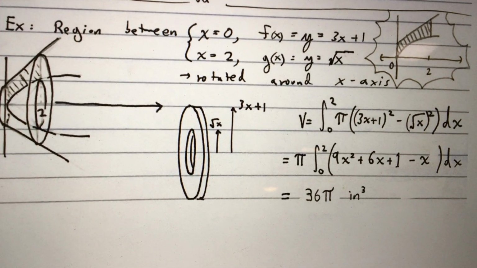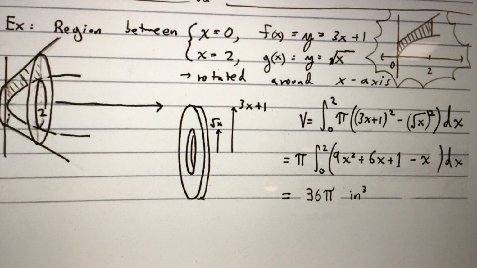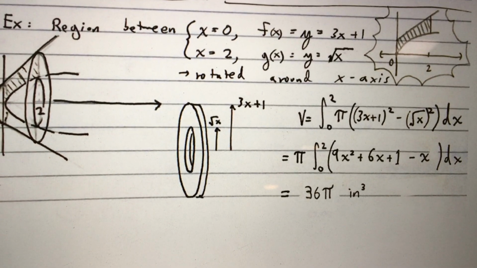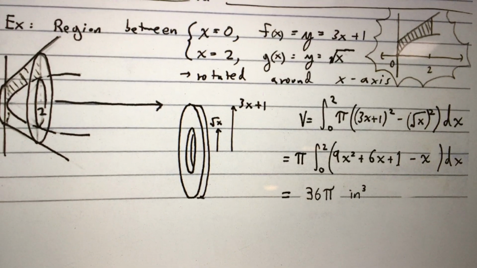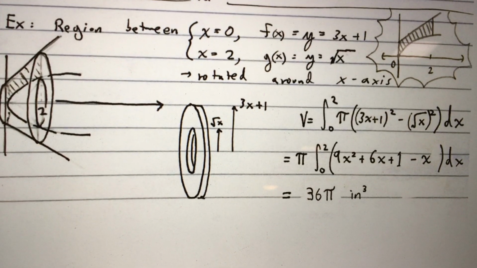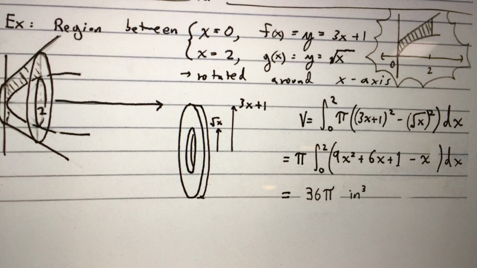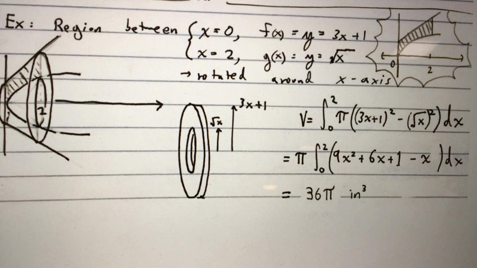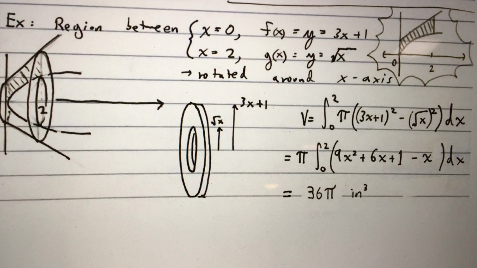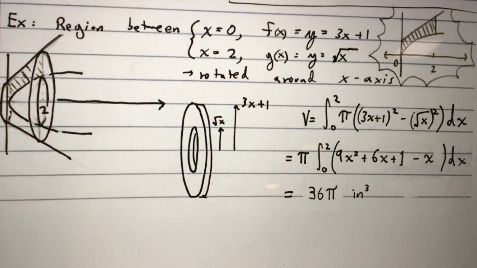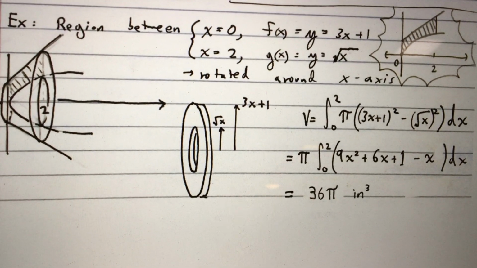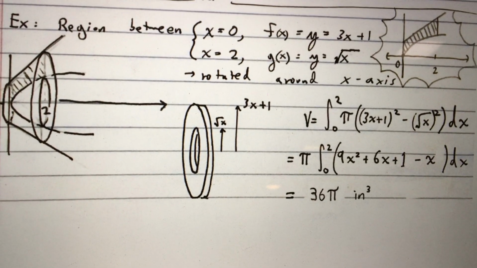So here's the setup. The volume is the integral from 0 to 2 of pi times the big radius squared, so that needs to be in parentheses to square the whole thing, minus, and then parentheses, the smaller radius, square root of x squared. And then you can simplify and integrate. You have to do FOIL on those parentheses in the first part, and that's where I got the 9x squared plus 6x plus 1. Square root of x squared cancels out, and I get an x, and that minus comes after the squaring, so minus x.